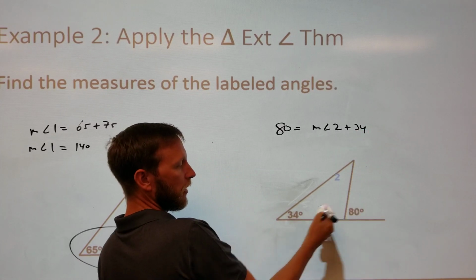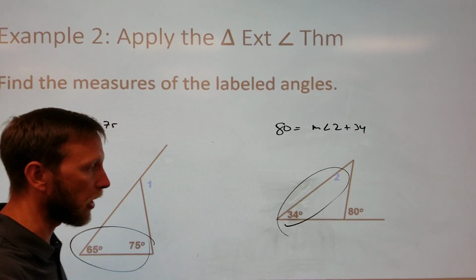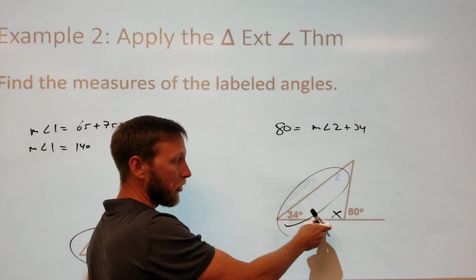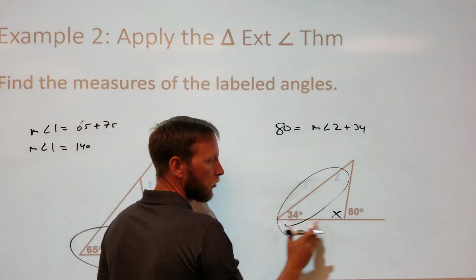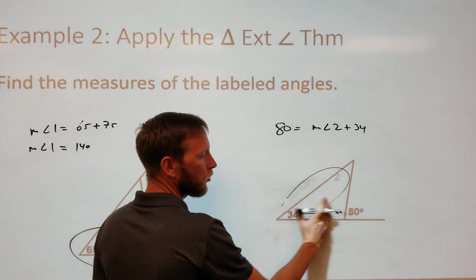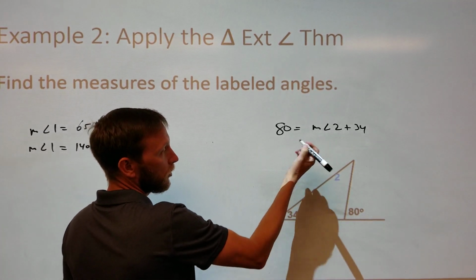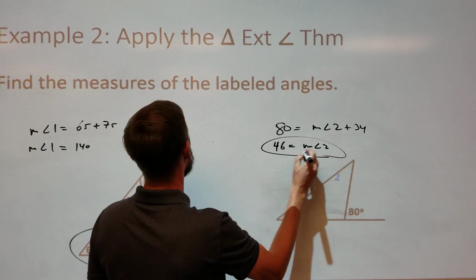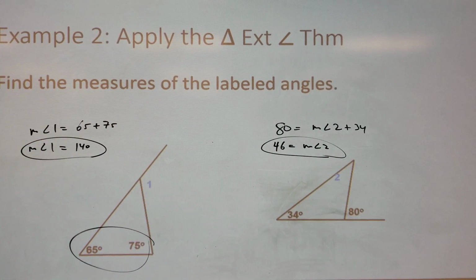From this perspective, these are the remote interior angles, not this one, all right? This is the adjacent interior. These are the two remote interior angles. So 80 is equal to the measure of angle 2 plus 34. So I'm going to subtract 34 from both sides to find out that the measure of angle 2 is 46. All right? We create the equation.